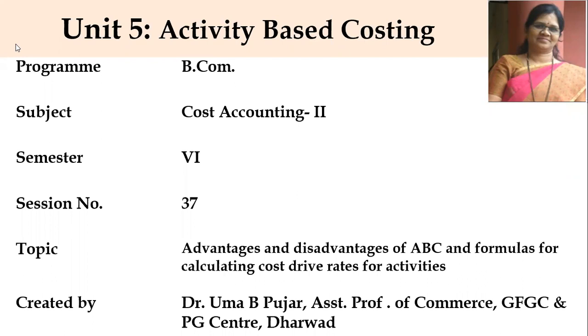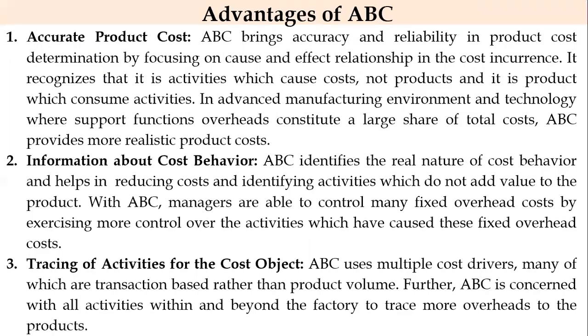Let us see what are the advantages of ABC first. Advantages of activity-based costing system. The very first point covered here is accurate product cost. Activity-based costing system brings accuracy and reliability in product cost determination by focusing on cause and effect relationship in the cost incurrence. It recognizes that it is activities which cause costs, not products, and it is product which consume activities.